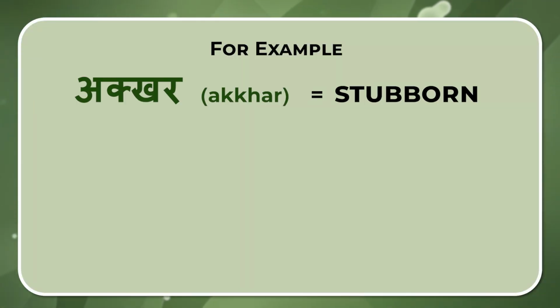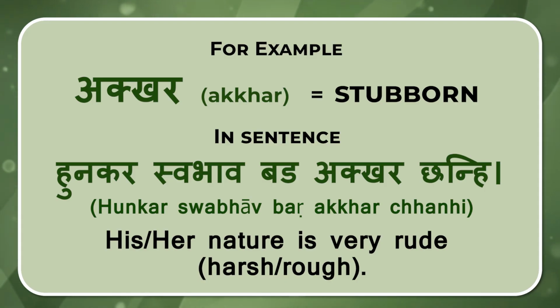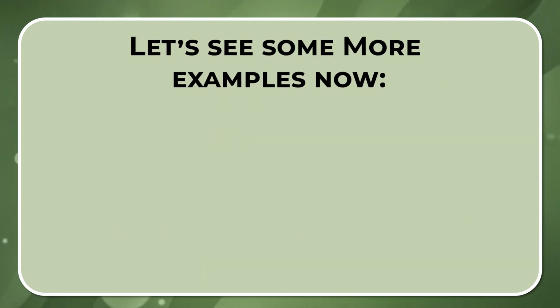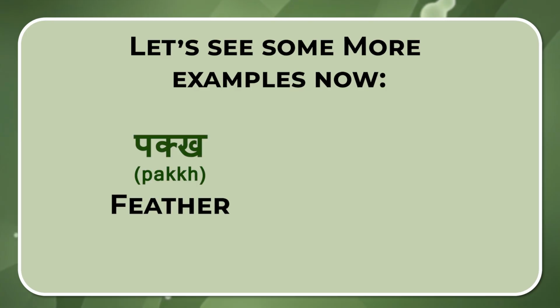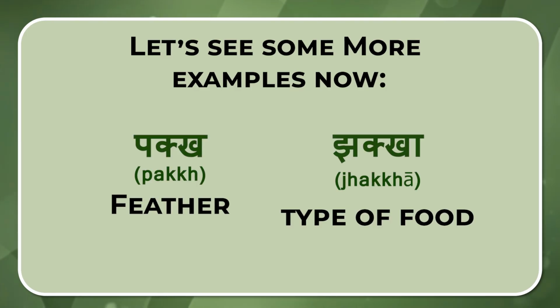This conjunct letter is not used as the first letter of any word. It is used as the middle or the last letter. For example, akhar, which means stubborn. Hunkar swabhav bad akhar chhain. Let's see an example now. Pakh, jhakha.